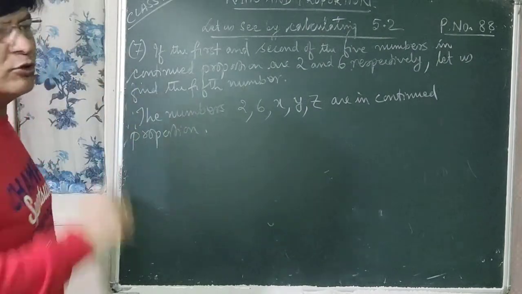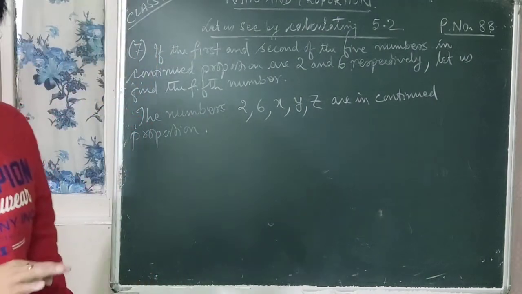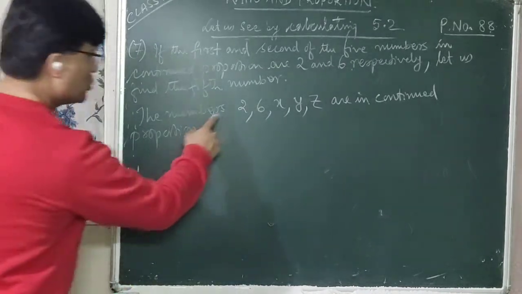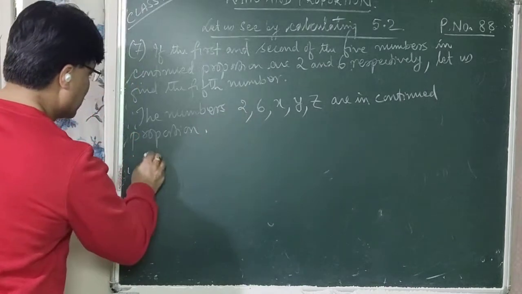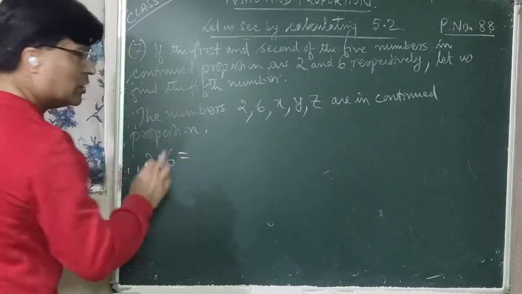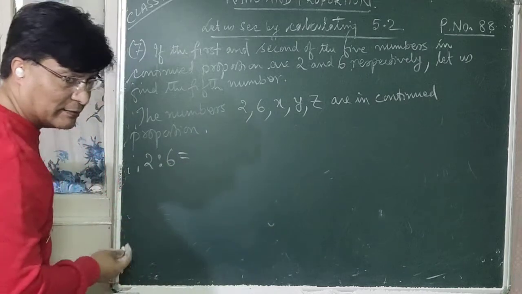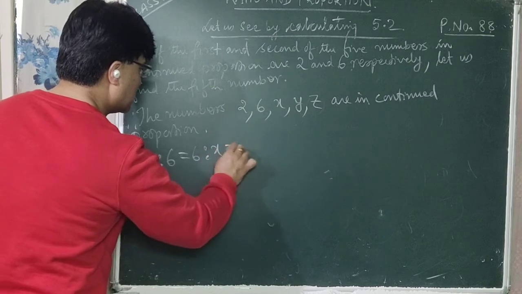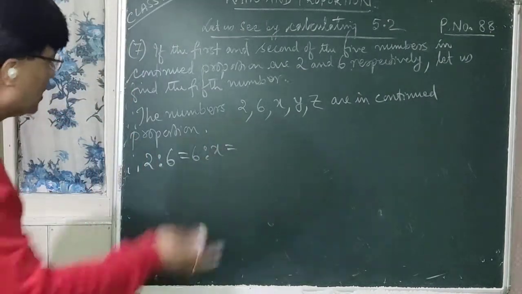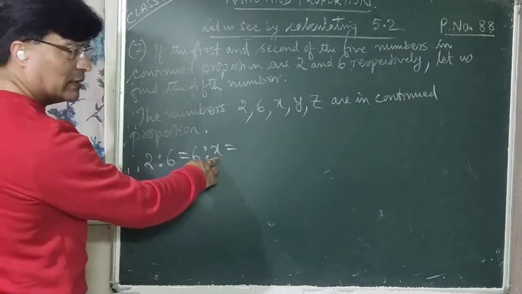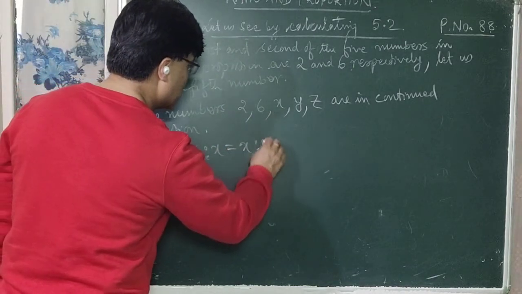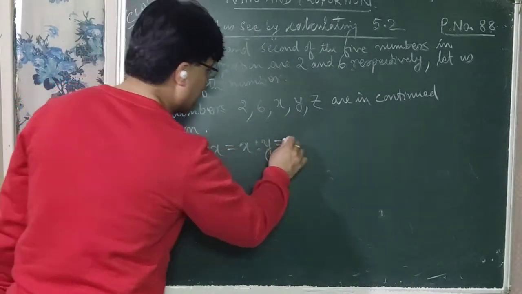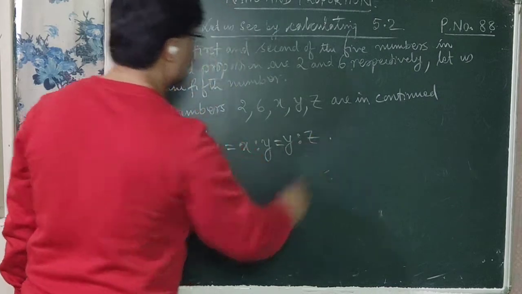So what do you mean by continued proportion? What is meant by continued proportion? Okay, so therefore 2:6, let us write down first is to second, that is 2:6. Continued means you have to repeat the second number again for the next ratio, that is 6:x is equal to, again in the third ratio you have to repeat this x again, x:y is equal to, again for the fourth ratio you have to repeat y, that is y:z, right?